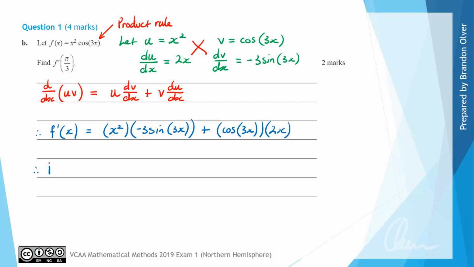Next, we need to substitute in for x the value of pi on 3. So that's going to equal pi on 3 all squared, and then that's going to be multiplied by minus 3 sine, and this becomes 3 times pi on 3, which is 3 pi on 3, or simply pi. And then we add on to that cos of, and this will be 3 times pi on 3, which gives 3 pi on 3, times 2 times x, which is pi on 3.